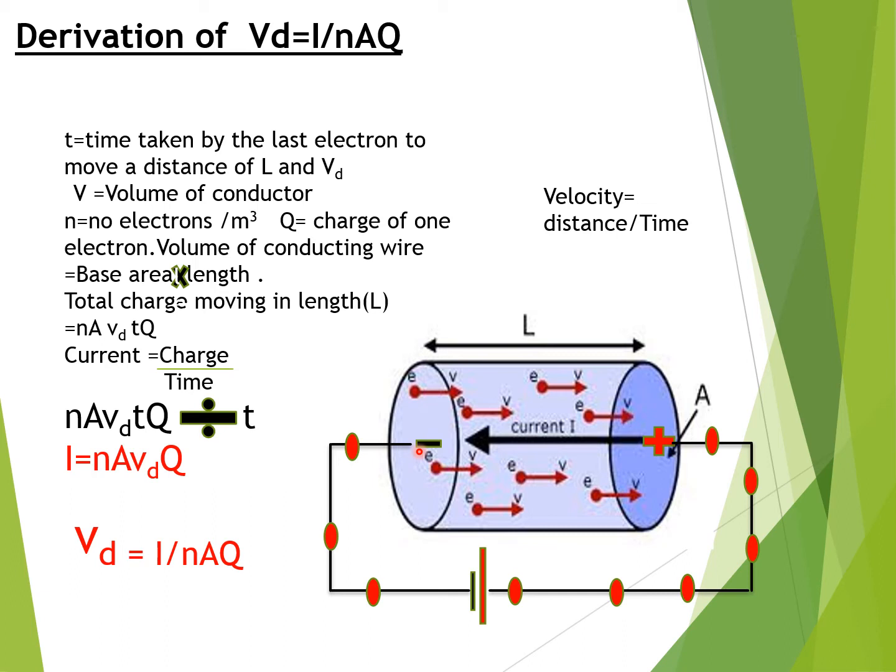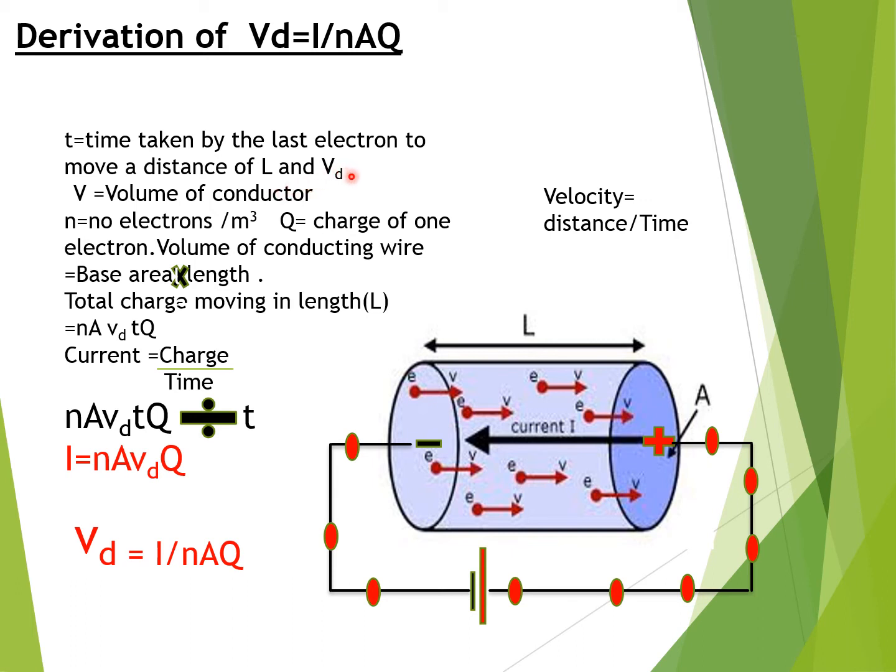Now when do we say all the electrons are drifted? When the last electron reaches this point, then we can say that all the electrons are drifted or shifted. In the meanwhile, this is the distance moved by the electrons, which is equal to the length of the conductor. Now let t be the time taken by the last electron to move a distance of L, which is nothing but the length of the conductor.